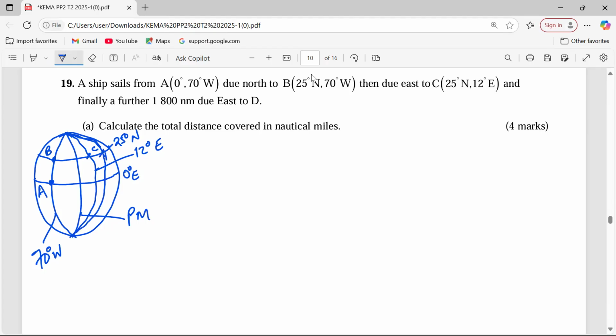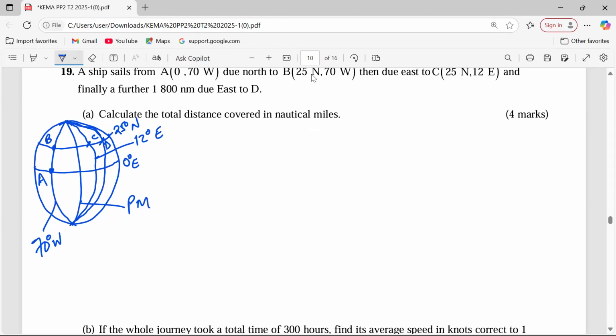Until it is at D, which is still to the east. We need the total distance. So first, let's get the distance from A to B. This one is along a great circle. So distance along a great circle in nautical miles shall be given by 60 multiplied by the angle difference.